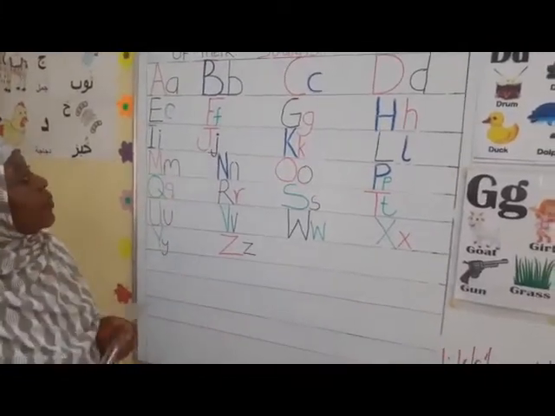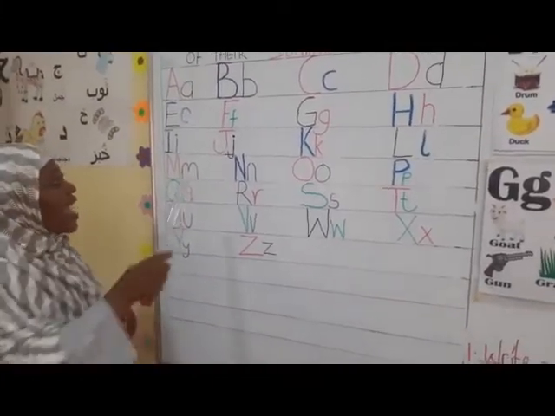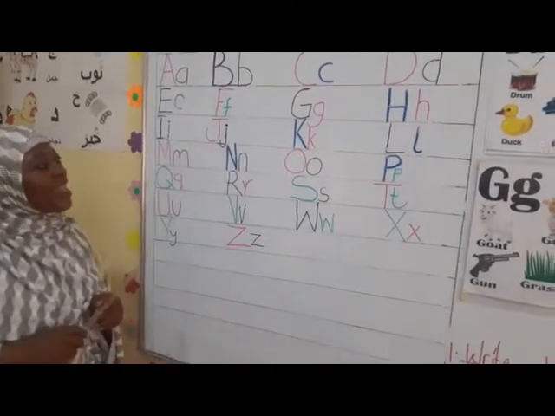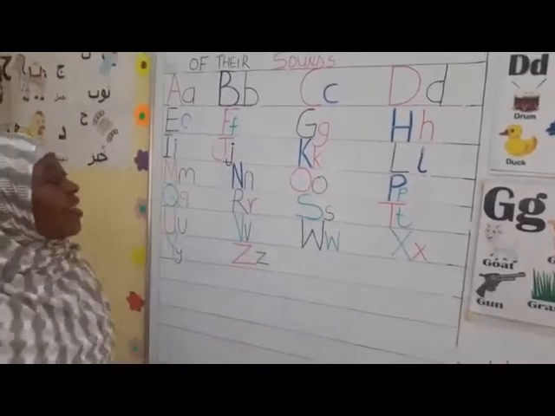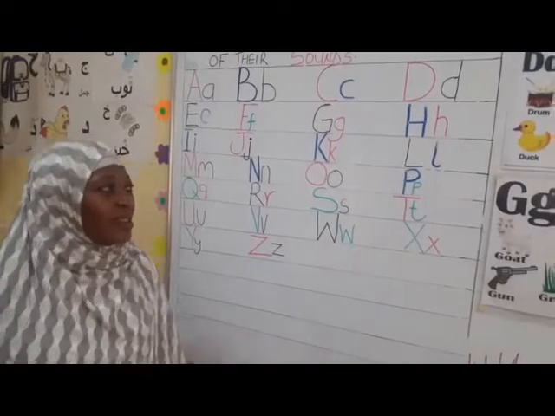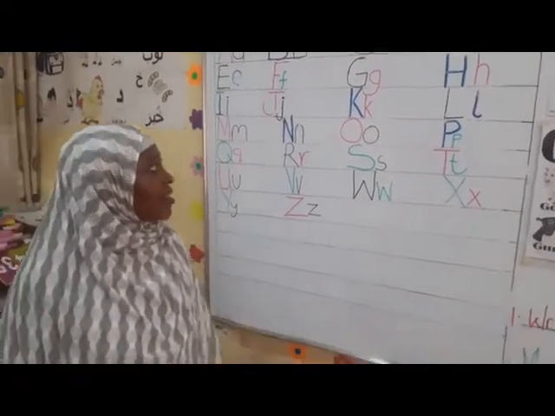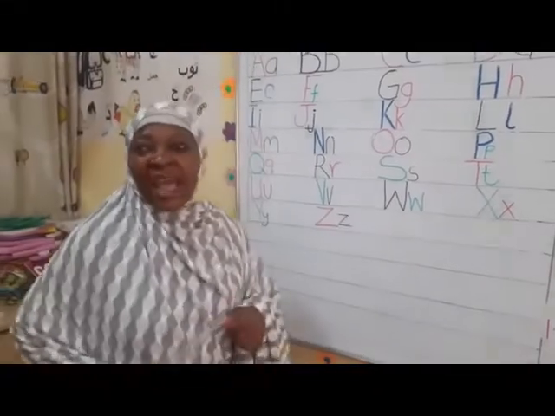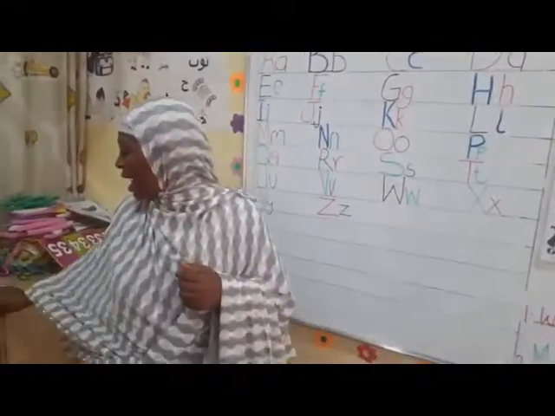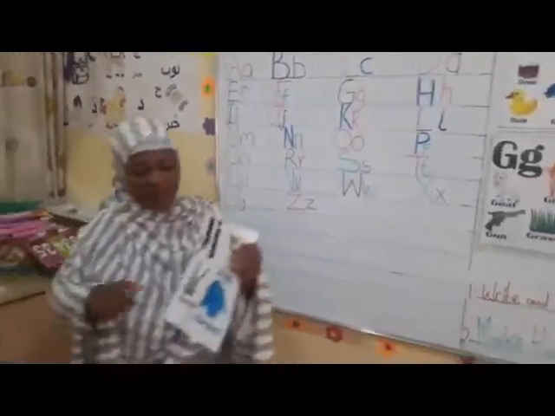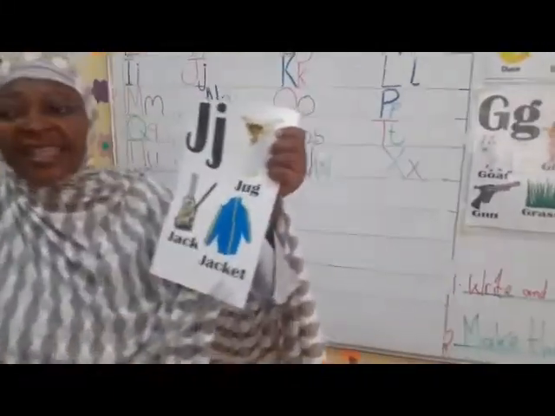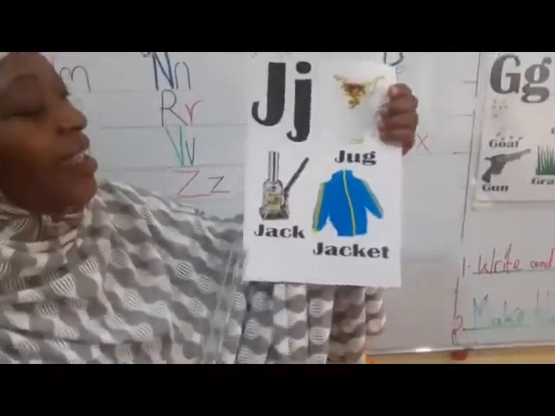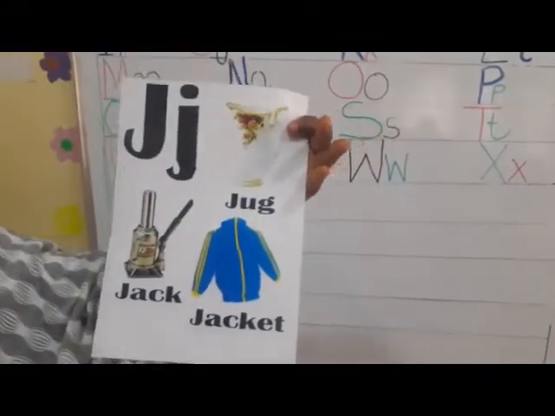Letter J. Can you all repeat it? Letter J. How does it sound? It sounds D. As in jump. As in jug. As in jacket. As in jack. Very good.